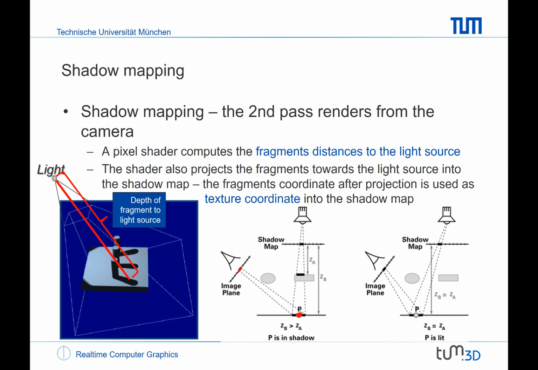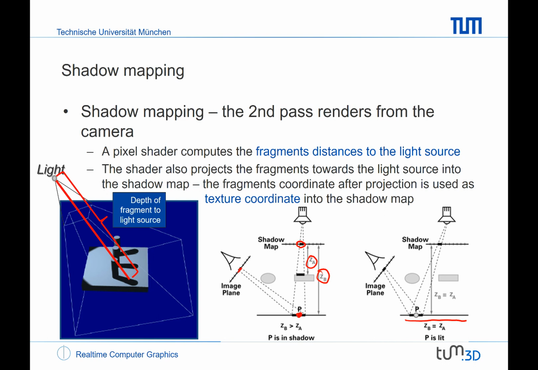The distance of that fragment to the shadow map image plane, that ZB value here, is computed. And then this value is compared to the ZA value here, which is the value that is stored in the shadow map at that projected fragment location. If that ZB value is larger than the ZA value, then the fragment is in shade. Otherwise, and this is what we have here, the fragment is in light and it is not darkened. Yeah, that is the shadow mapping algorithm, a two-pass rendering approach.